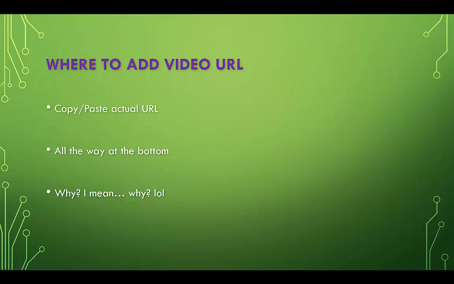So YouTube video description, where to add video URL. You want to copy and paste the actual URL of the video all the way at the bottom. Now, why? I mean, you're probably wondering, like, why the hell would you do that? So first and foremost, I want to say the actual URL, not the URL in your video playlist, okay? The actual URL for this particular video. Here's the thing.